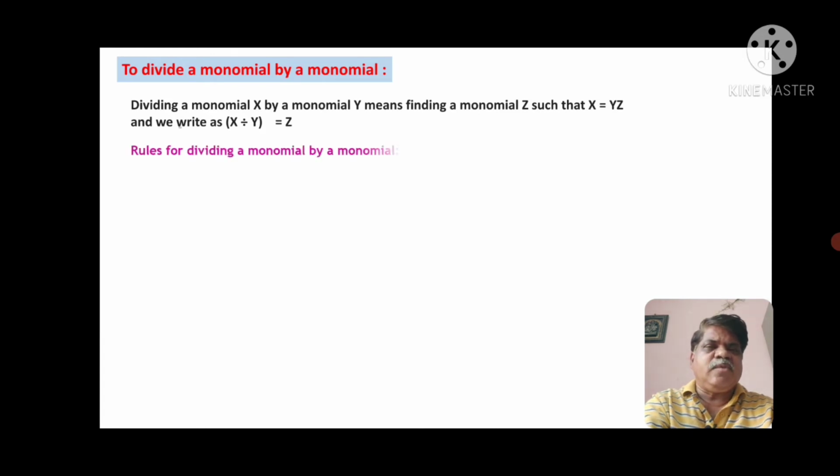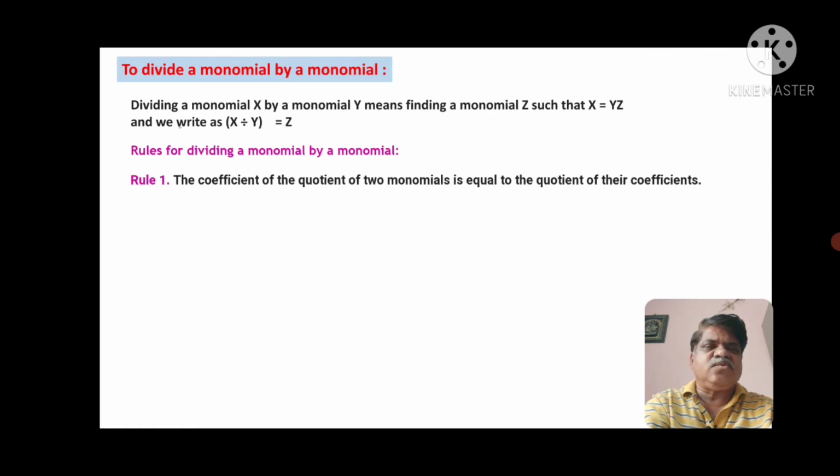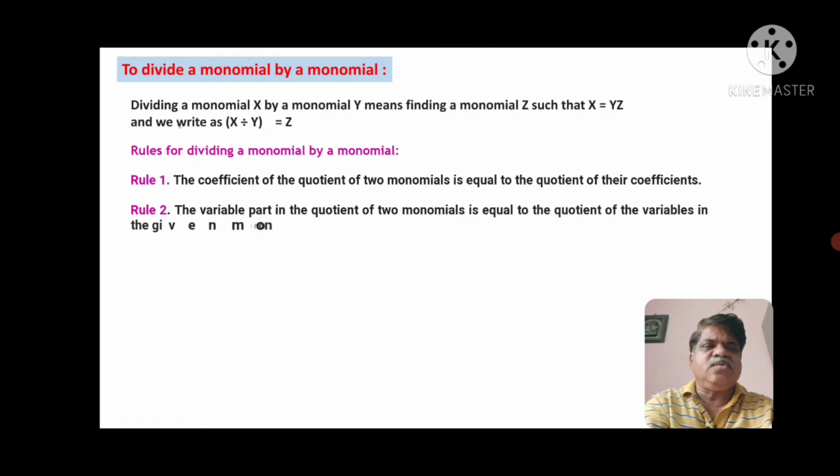Rules for dividing a monomial by a monomial. Friends, rule 1: the coefficient of the quotient of two monomials is equal to the quotient of their coefficients. Rule 2: the variable part in the quotient of two monomials is equal to the quotient of the variables in the given monomials. For example, consider 15p cube divided by 3p.